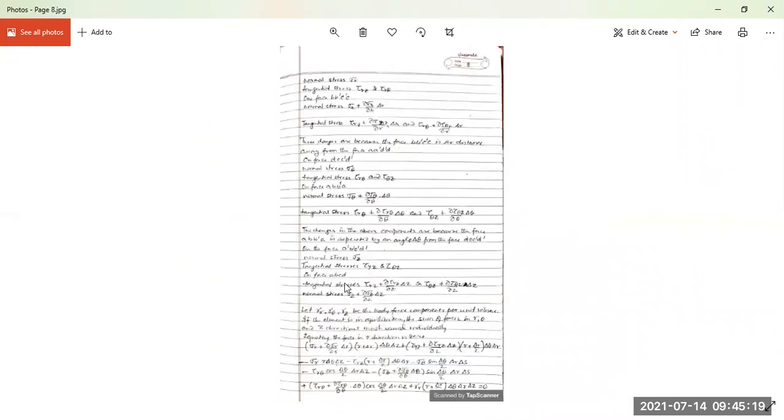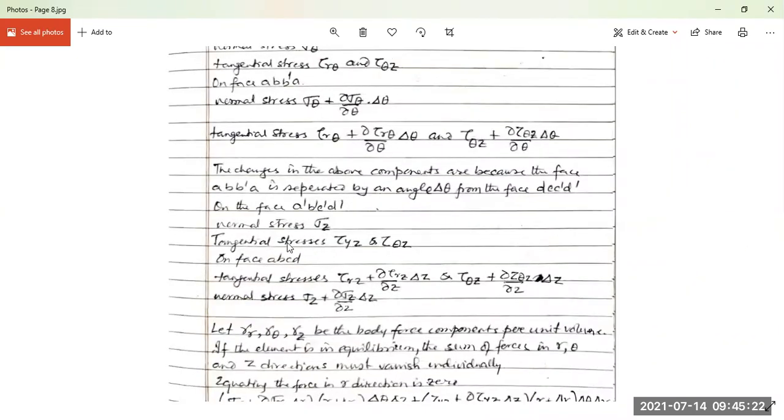Then the bottom plane. Here, the normal stress is sigma z, meaning this bottom plane itself. On the bottom plane itself, the normal stress will be along the longitudinal axis z, and the tangential stresses are both along the longitudinal axis, and one is normal to the r. It is not y itself. It is actually r. It's tau rz, tau z theta. Tau r is along the radius, and the other is along the theta itself.